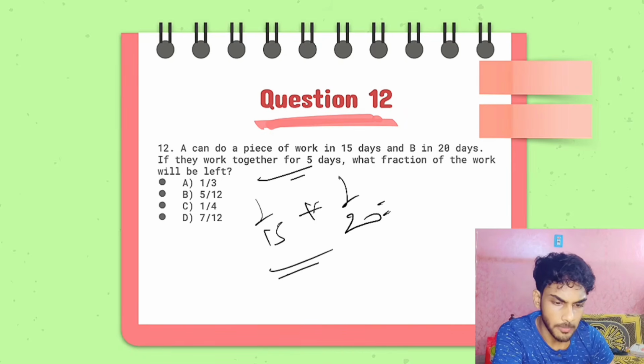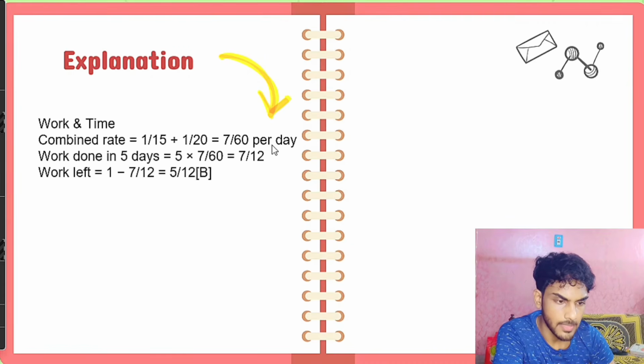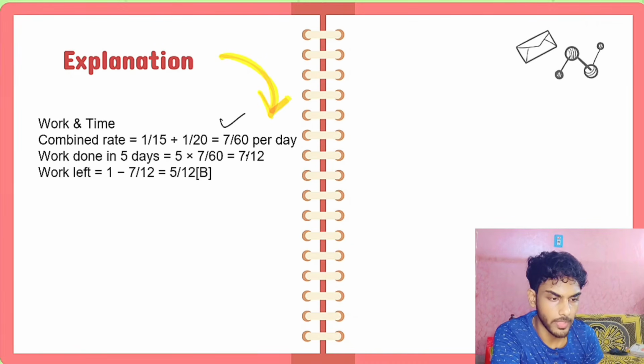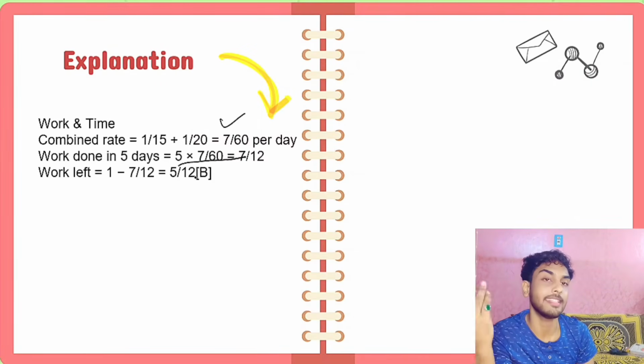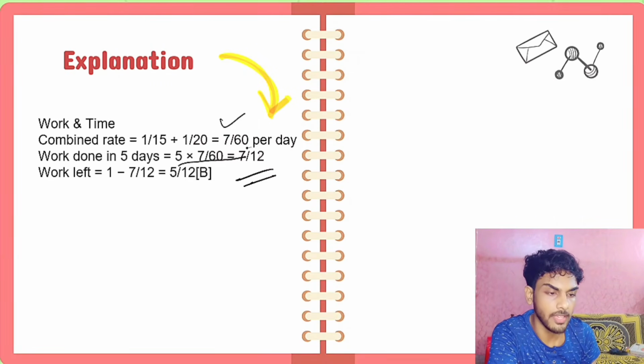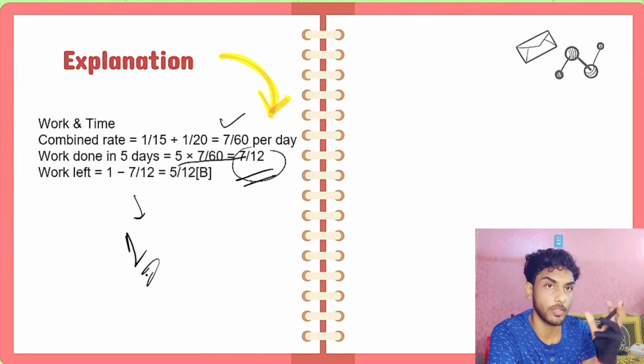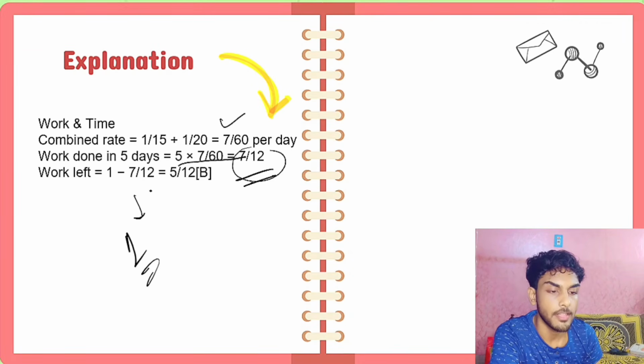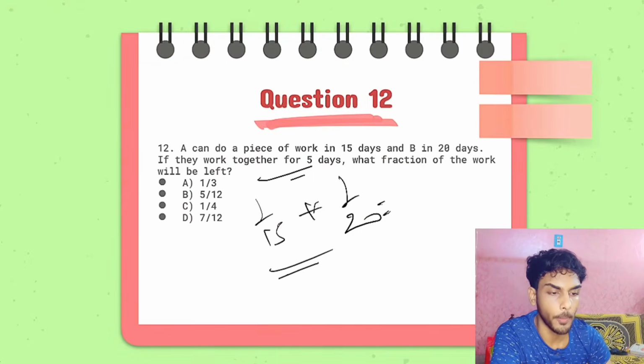If you go to the solution part, see, 7 by 60 per day is the work they're doing combined. Work done in 5 days is 5 into this much. They have told you they're working together for 5 days. What's the exact work left then? In 5 days they do this much work. So the work left is 1, I told you 1 is always the total work. Unitary method. So 1 minus 7 by 12 comes to 5 by 12, which is the answer, option B. We're done.